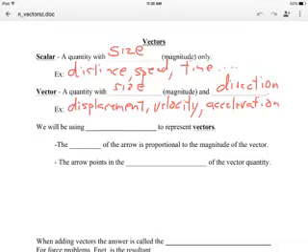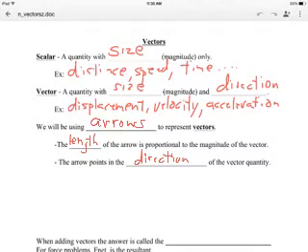When we draw diagrams, we're going to be using arrows to represent vectors. The nice thing about arrows pictorially is that the length of the arrow will be proportional to the magnitude of the vector, or the size of the vector. Vectors that have a larger size we're going to draw longer. And they also have a direction. The arrowhead points in the direction of the vector, because direction is a very important aspect of the vector.